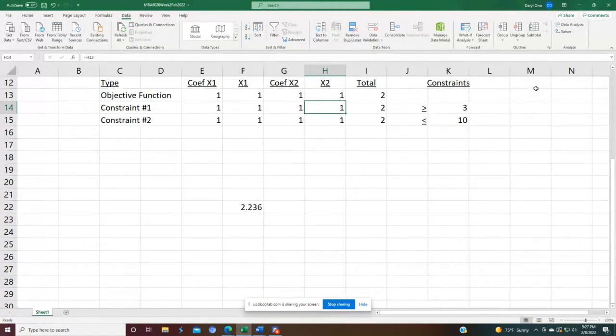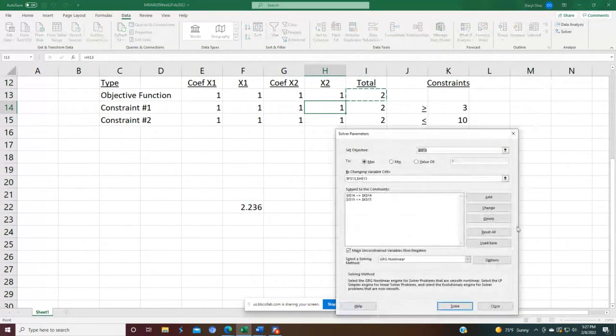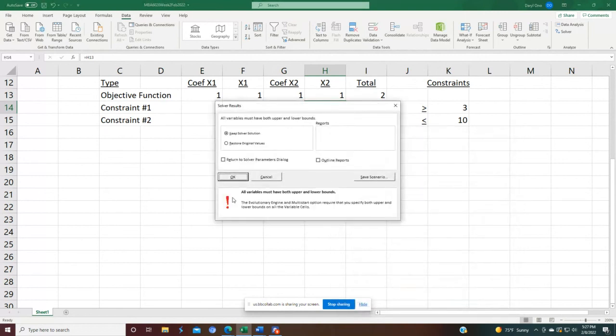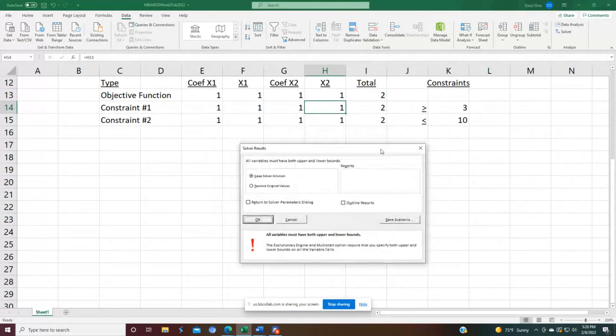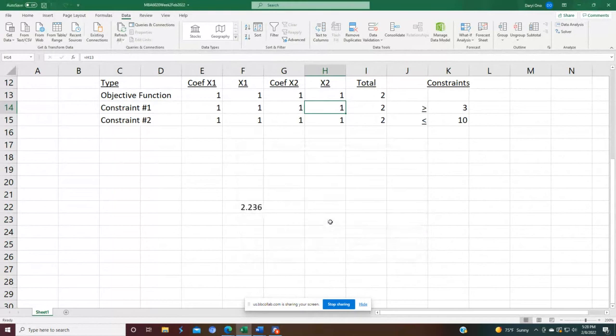How about this? One more time. I'll go real quick. Solver, because everything is okay. But now I want to use evolutionary. So I'll click on evolutionary here. Solve. Let's see what it comes up with. Yeah, see, it didn't like it.